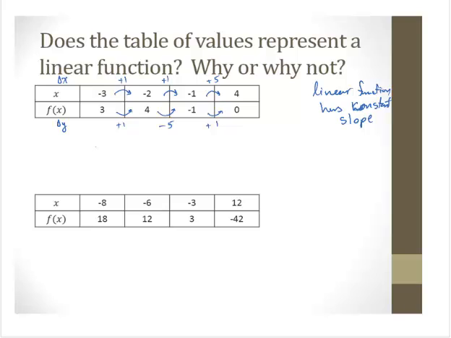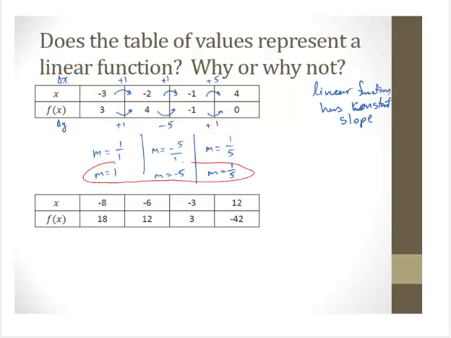So now let's determine the slopes. As delta y over delta x, m would equal 1 over 1, which is 1. m would equal negative 5 over 1, which is negative 5. And for the third change, m would equal 1 over 5, which is 1/5. Is it linear? Well, for it to be linear, those need to be the same. Not linear.